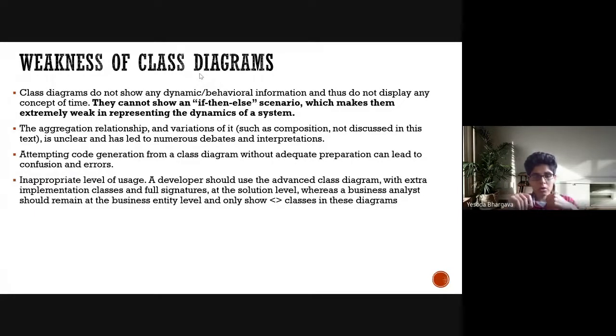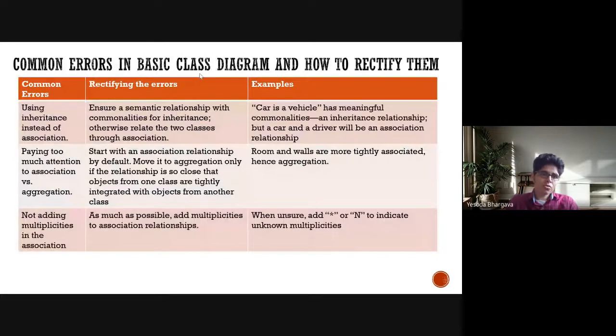When you go on to further refine and tune, that is why the last step in the steps to create a class diagram was that you refine your system. Then you can identify the deeper level of classes which are critical for the class diagram. So that is the weakness of class diagrams. Now there are certain errors that are often seen when you create class diagrams. So there are certain common errors in class diagrams, and then we will see how to rectify them.